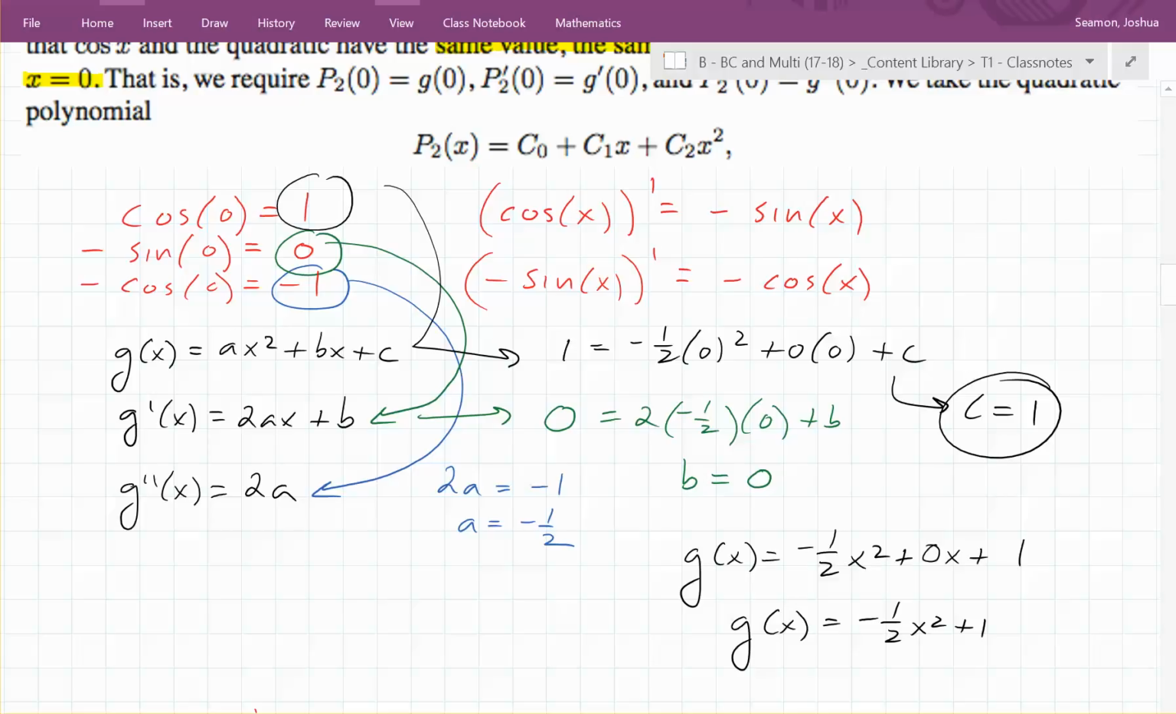So how could we visually check to see if this does what we think it does? We could do everything in reverse. How could we visually see it? We could graph this. Graph both cosine x and that function on your calculator right now.